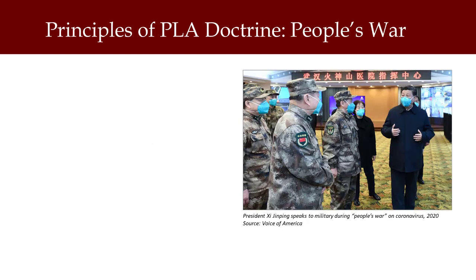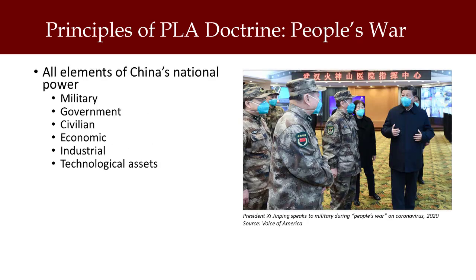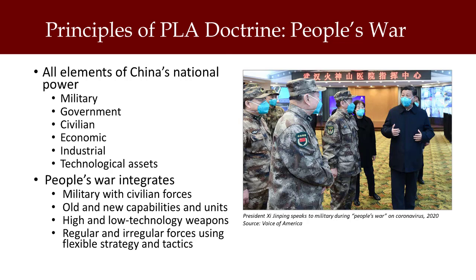People's War involves the mobilization of all elements of China's national power, including military, government, civilian, economic, industrial, and technological assets to achieve its international and domestic objectives. People's War integrates military and civilian forces, old and new capabilities and units, high and low technology weapons, and regular and irregular forces that operate using flexible strategies and tactics.